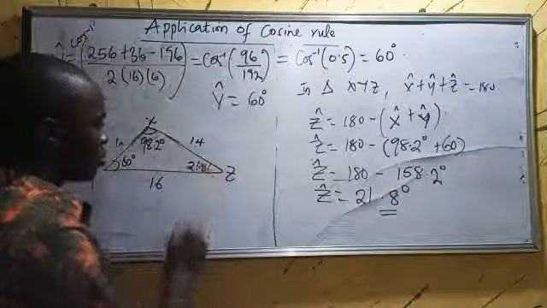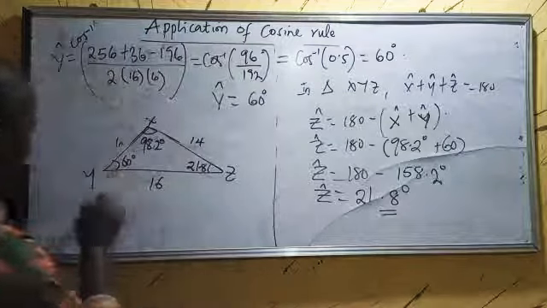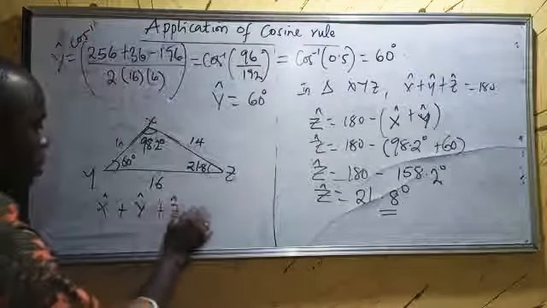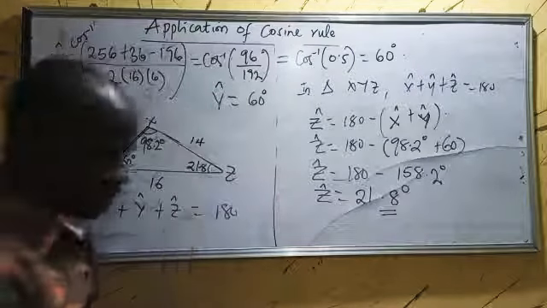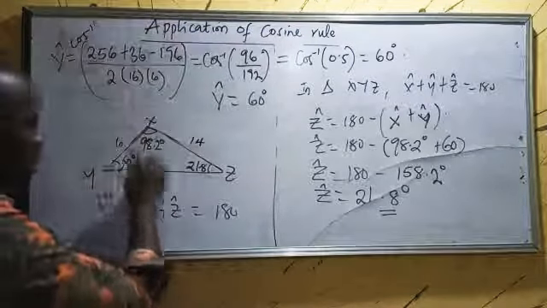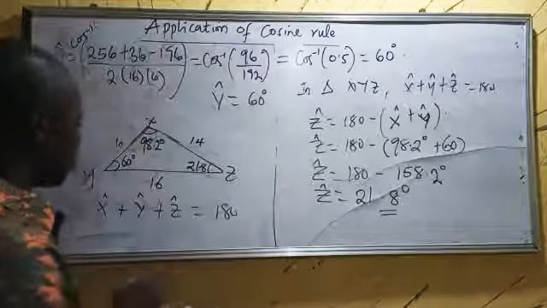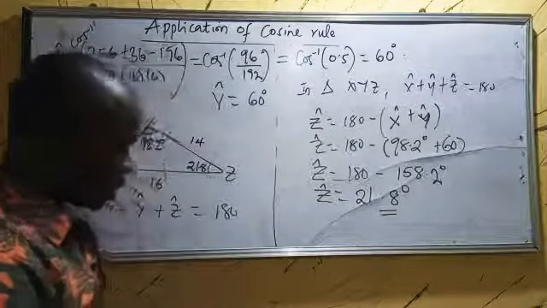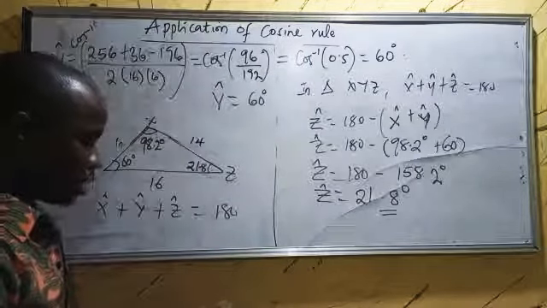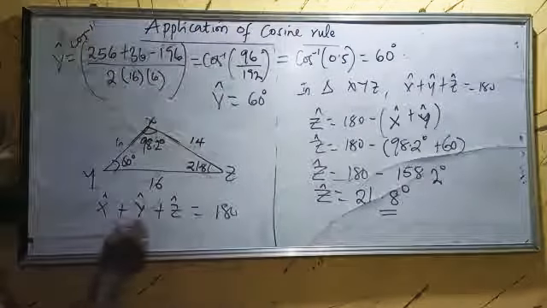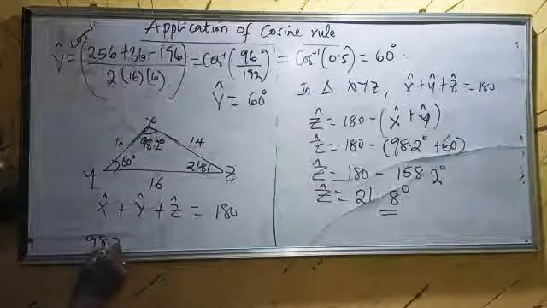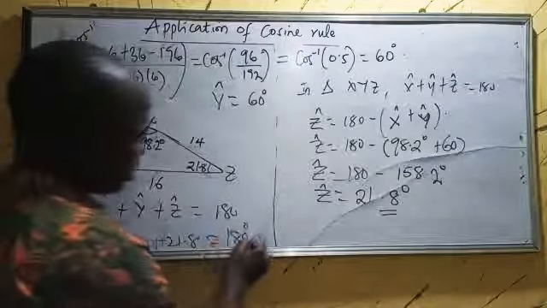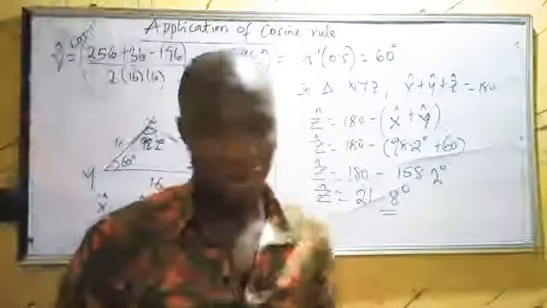So now if you want to know whether you are right or not, you add x plus y plus z. This has to give you 180. So let's quickly do that. Add this, and add this. Maybe it will give us 180. So we have 98.2 plus 60, then plus 21.8. If you look at this, 98.2 plus 60 plus 21.8 actually gives us 180 degrees. So which is the solution to the problem we have on the board.